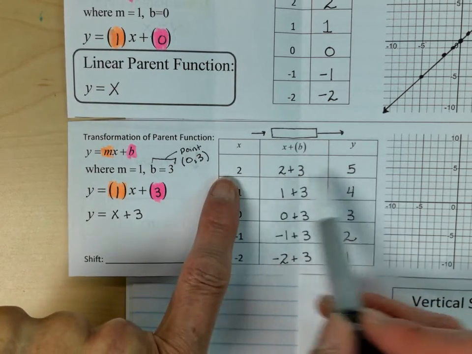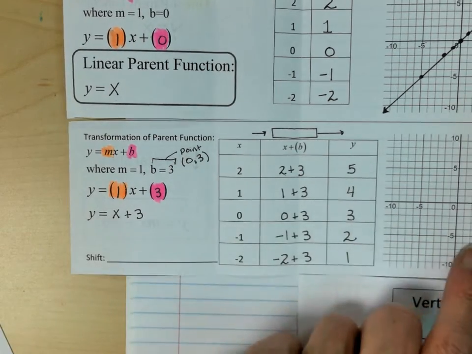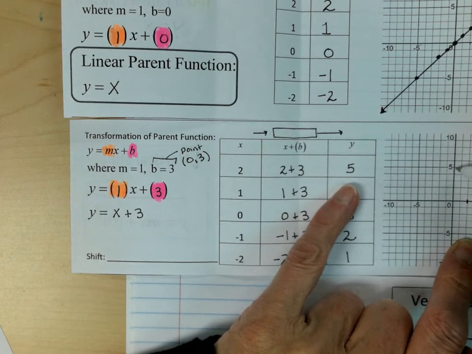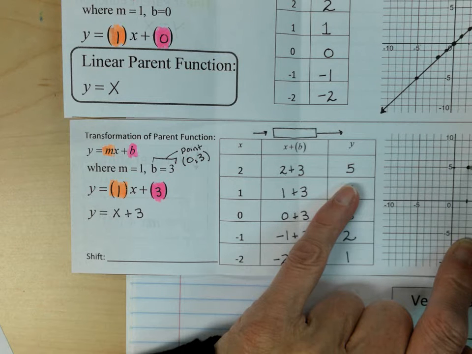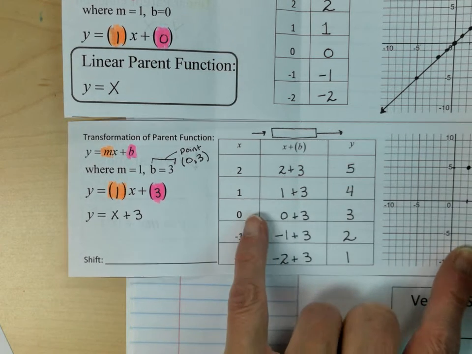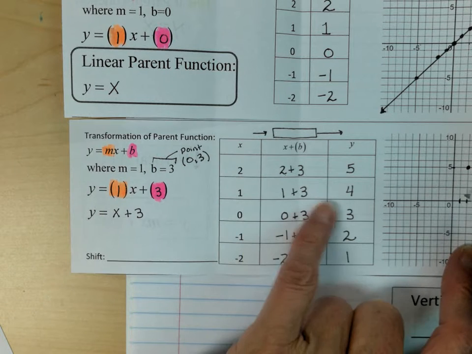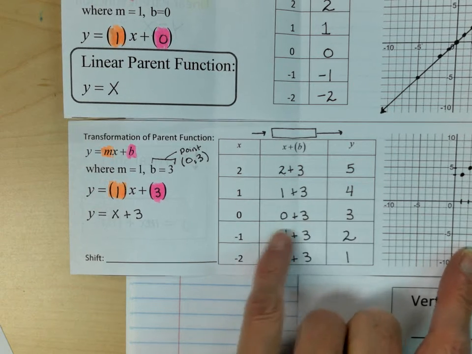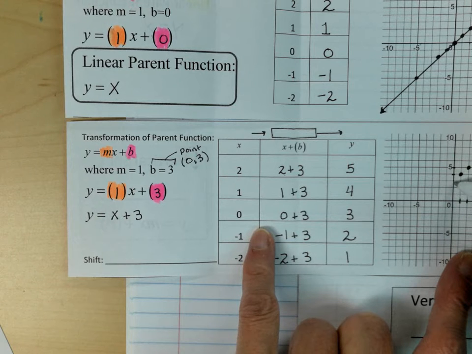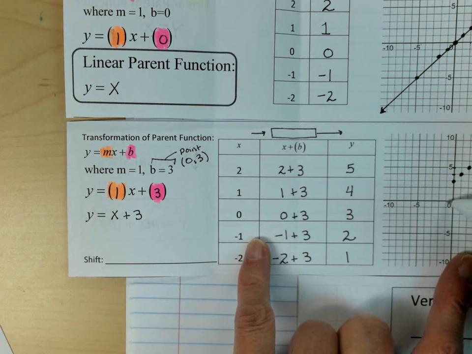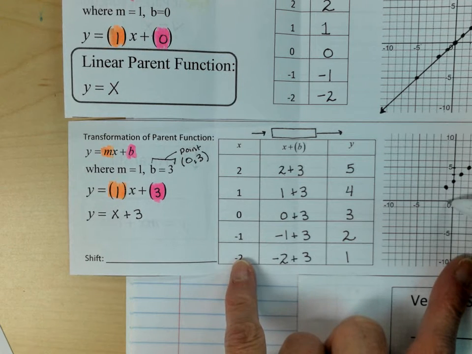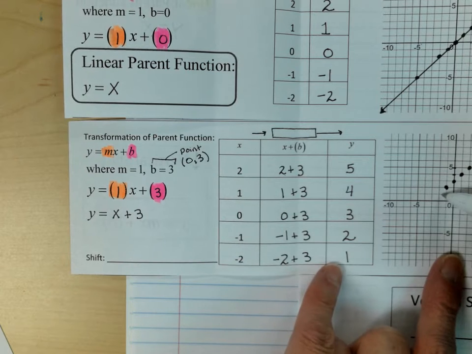So let's just go ahead and do it straight on. So we're going to go where x is 2. x is 2 right here. y is 5 right here. So that's the point where they meet. x is 1 right here. y is 4 right here. So that's the place where that point lives. That's the point 1, 4. 0, 3, negative 1, 2, and negative 2, 1.